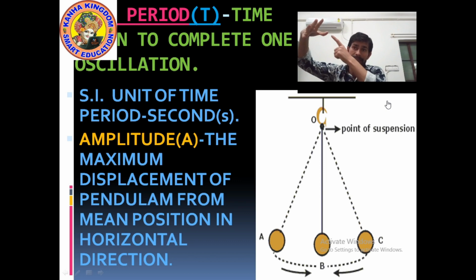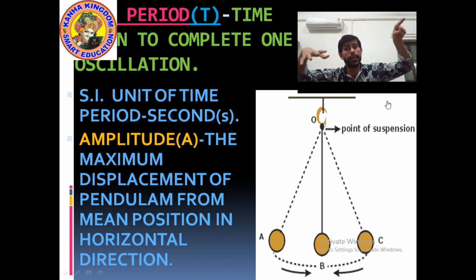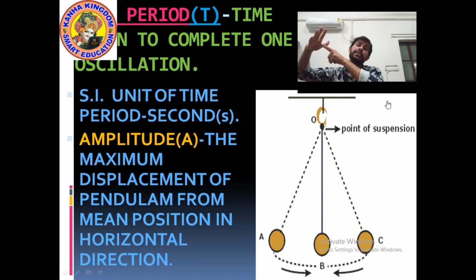Then when I release from C point, it will go to A point. This is backward motion. Now it will come back from A point to C point. This is forward motion. So this is one oscillation.